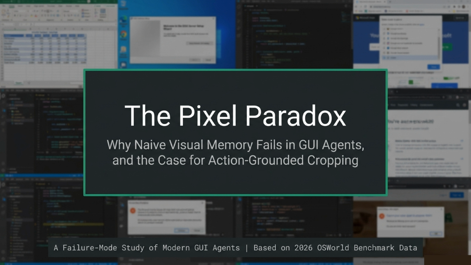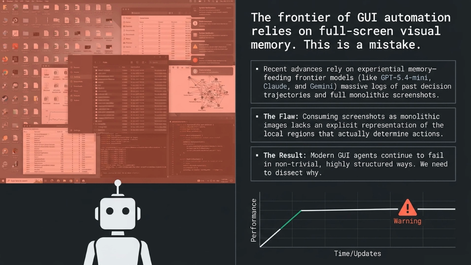Welcome, everyone. Today, we're going to talk about the pixel paradox. We'll explore why naive visual memory fails in GUI agents and make the case for a new approach called action-grounded cropping. This presentation is based on a failure mode study of modern GUI agents using the 2026 OSWorld benchmark data. Let's start with a hard truth.